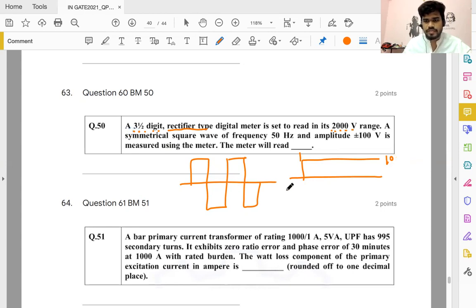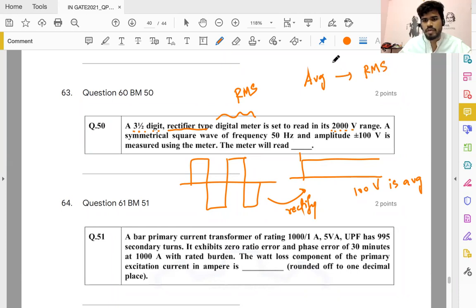Okay. You rectify this, 100 volt is the average. This meter will read RMS. So to convert average to RMS, you multiply by 1.1111 and so on. So you take 100, multiply by 1.11, and you get 111 something. So it reads 111 volts.